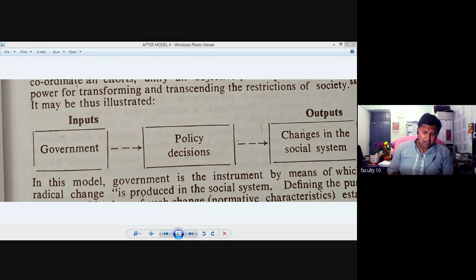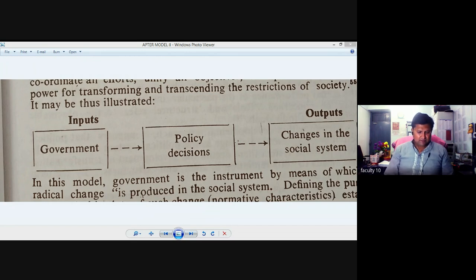Now in this model, government becomes the instrument for the radical changes in the societal system. In a democratic setup, you find the social system is an instrument of the radical changes. But here in a totalitarian system, you can find the government is an instrument for the radical changes in the social system. So this is the difference between a democratic system and totalitarian system, which is reflected from the analysis of Apter on the functional aspects of the political system.